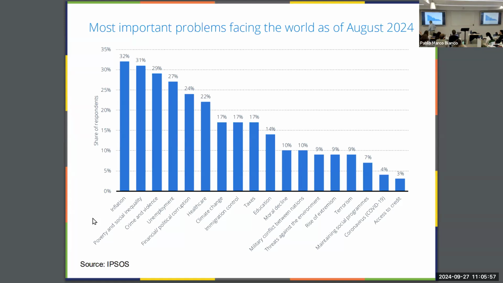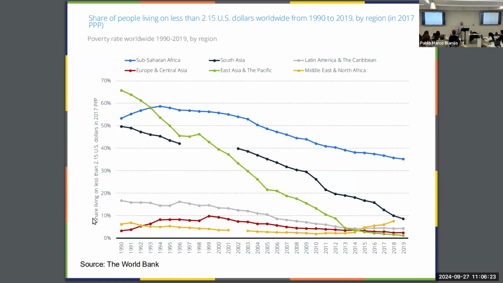What else? Crime and violence, unemployment, financial and political corruption, healthcare, climate change, immigration control, taxes. It's a long list, but those are the top things that worry people today, okay? Let me give you more motivation to study this stuff.